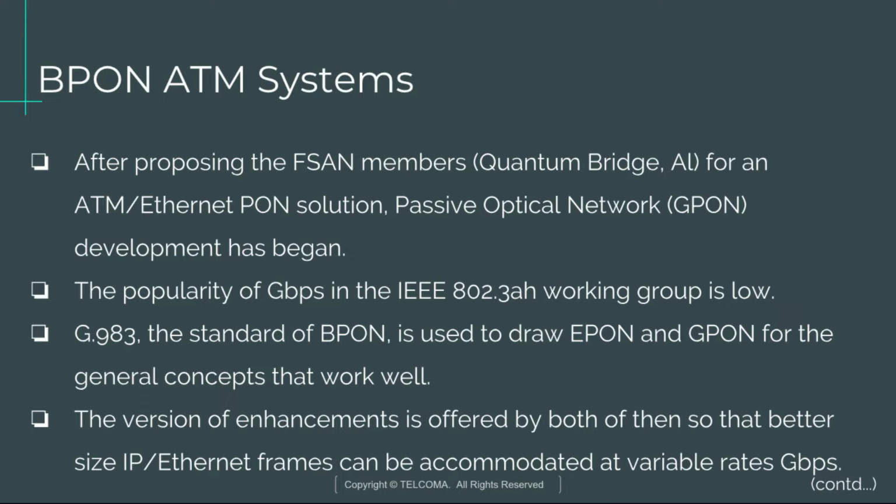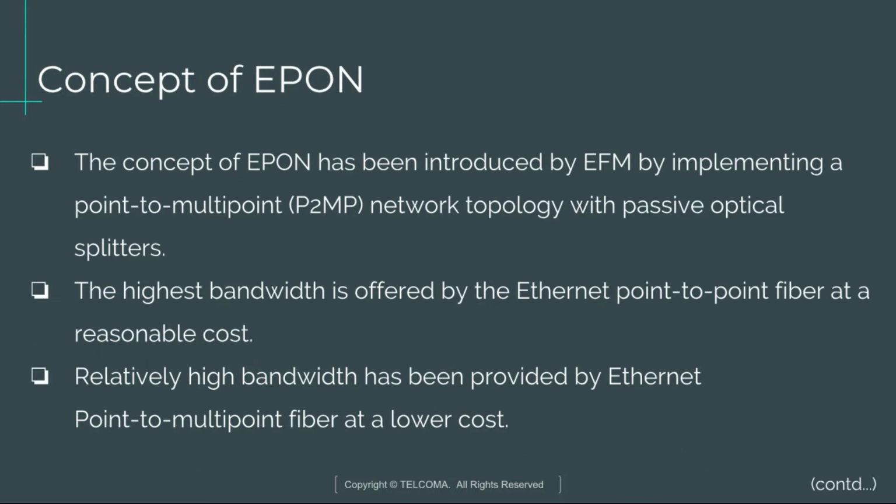After proposing the FSAN members for an ATM or Ethernet PON solution, passive optical network development has begun. The popularity of GBPS in the IEEE 802.3ah working group is low. G.983, the standard of BPON, is used to draw EPON and GPON for the general concepts that work well. The version of enhancements is offered by both of them so that better size IP or Ethernet frames can be accommodated at variable rates Gbps.